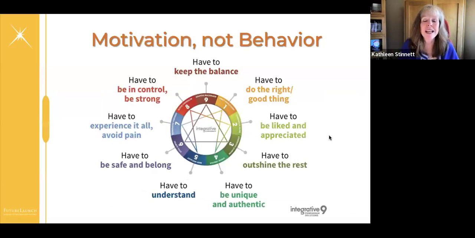So here are the 9 types and the key motivational drivers. And you can see that every type has a phrase, a description. So the type 1 is strict perfectionist, and the type 5 is the quiet specialist.